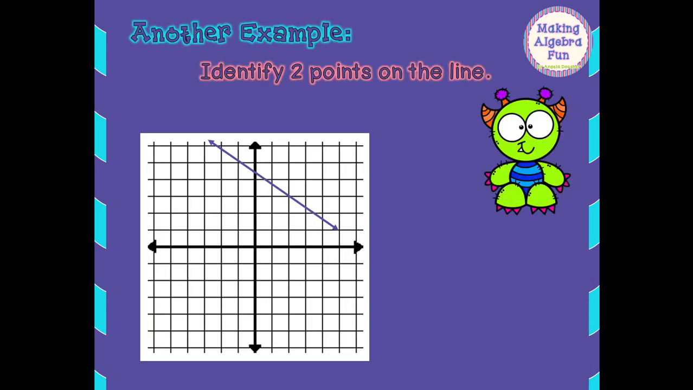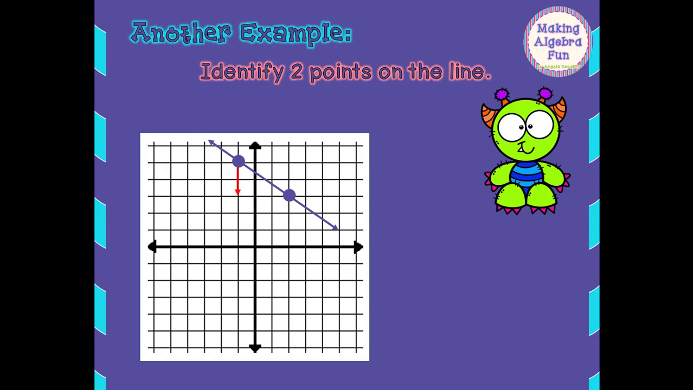And I want to do one more. Let's identify 2 points on the line. So just kind of take a look at that line, and what you're looking for is where does it intersect the grid, right on the grid. And so I'm going to choose 2 points here that kind of intersect right on the grid. And then I'm going to do my rise over run.